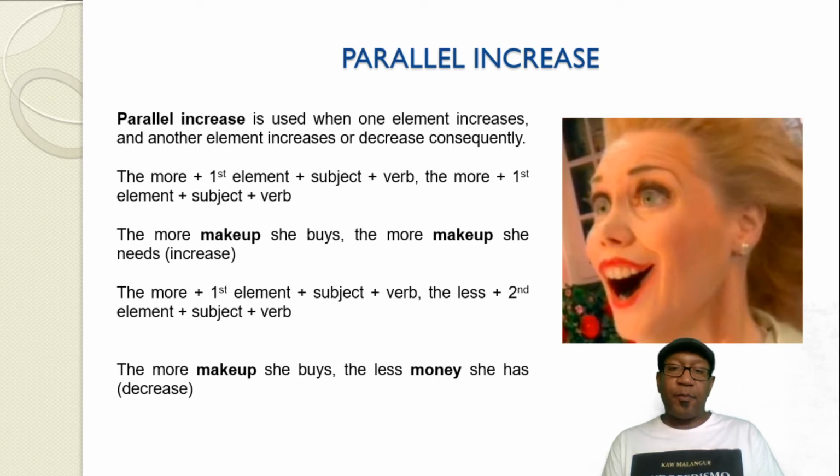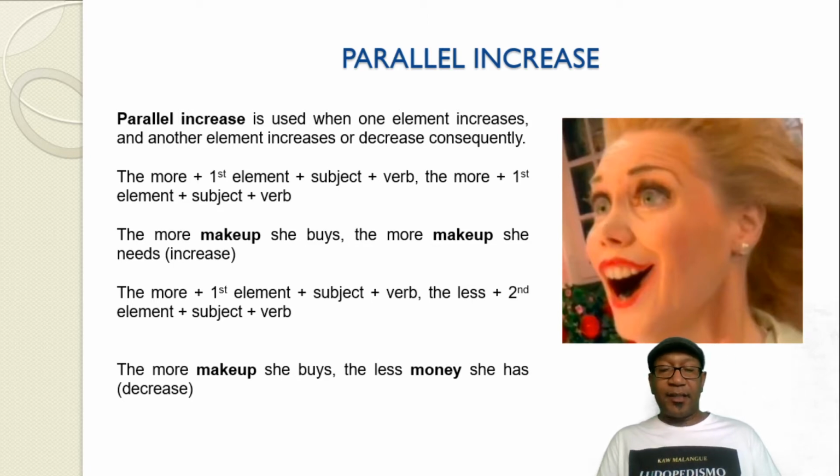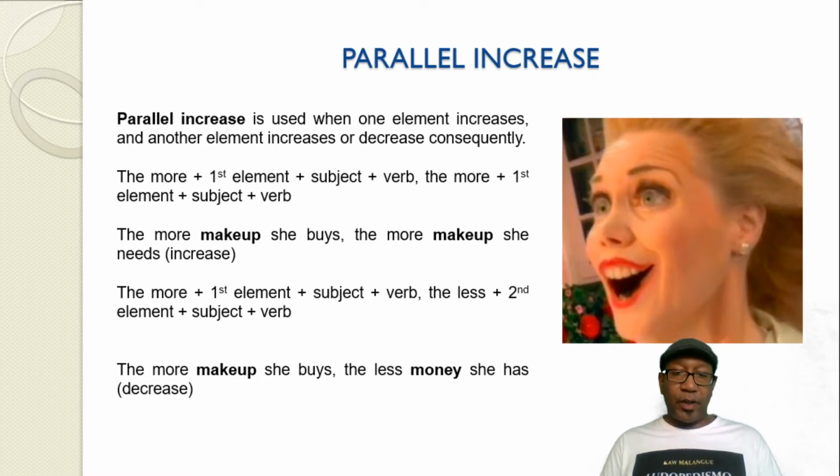plus the first element plus the subject plus the verb, the more plus the first element, the subject and the verb. As an example, we have here: the more makeup she buys, the more makeup she needs. So the makeup she has is not enough for her. The more she has, the more she wants. And this first one we are doing with the same element, but we can also do the parallel increase with different elements.